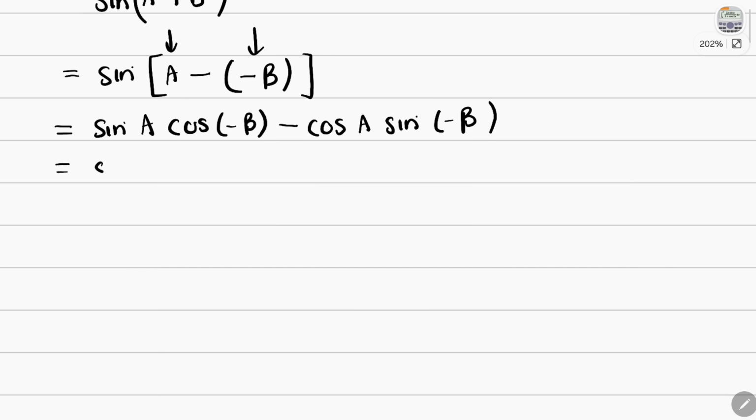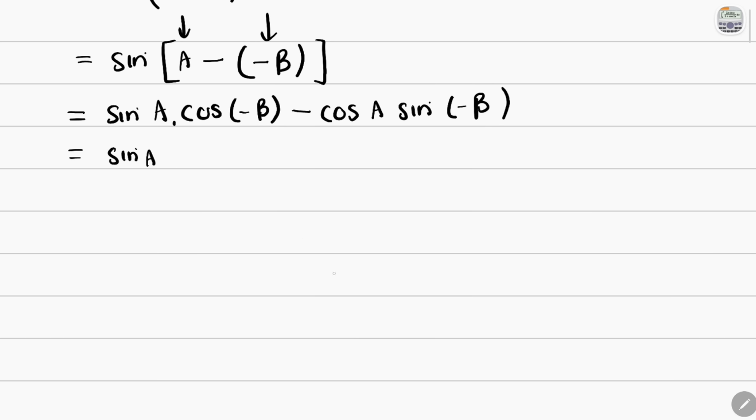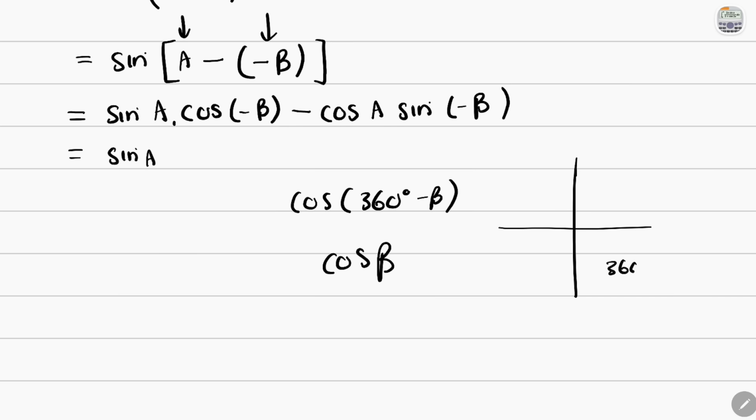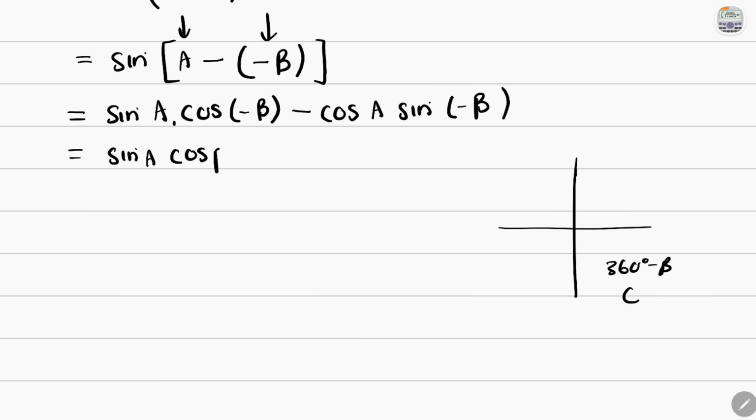So this is simply equal to sine A times cos B. But you're going to have to simplify that. You see cos negative B, the angle is negative. So you can simply add 360 degrees to this, which would give you cos of 360 degrees minus B. If you reduce this, it simplifies to cos B, because we can see that 360 degrees minus B, this reduction is in cos's quadrant. So that just simplifies to cos B.